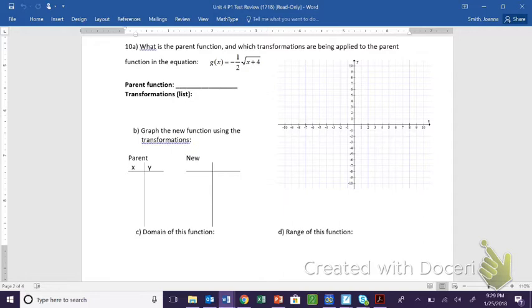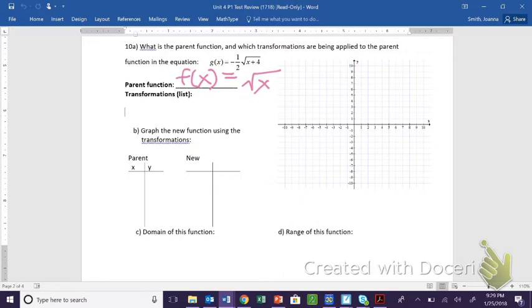Okay, if we look at number 10, it is still a square root function, so we will go ahead and use the parent function and use everything as a square root function. So what we're going to look at is this is going to be the first blank. f of x is equal to the square root of x. The transformations: notice we have a negative symbol and a 1/2 and then x plus 4.